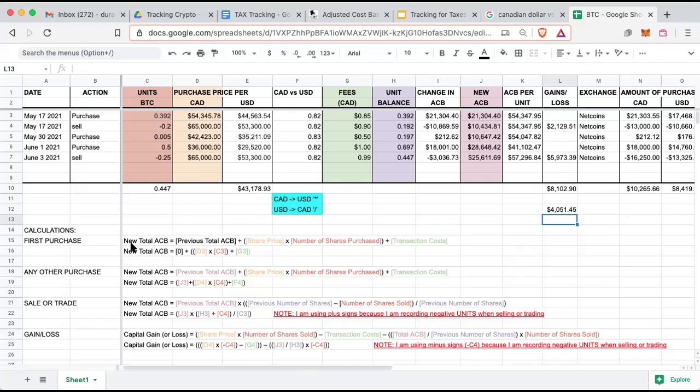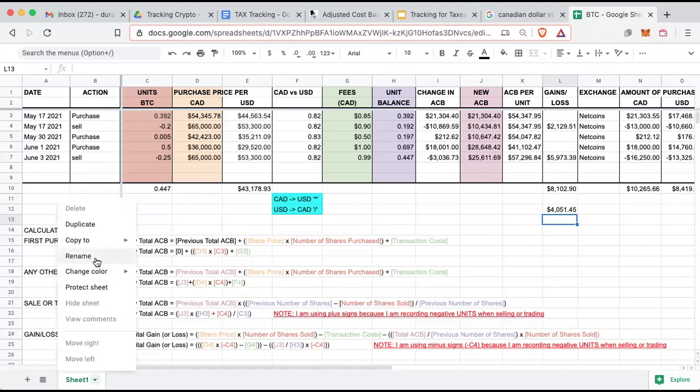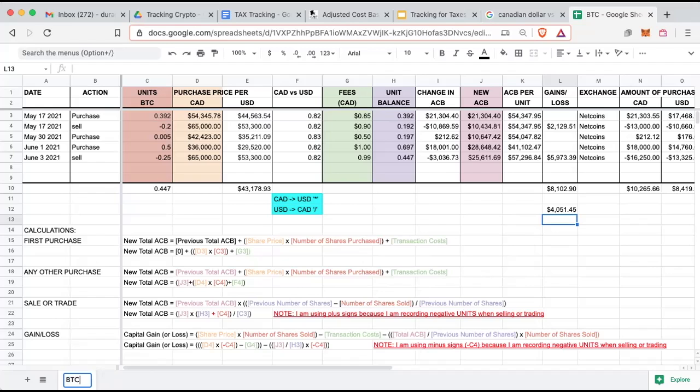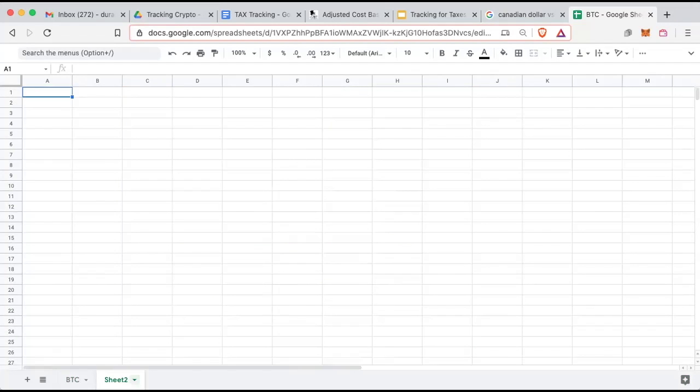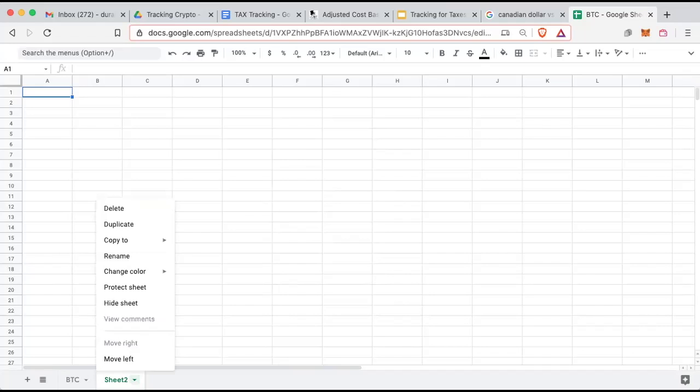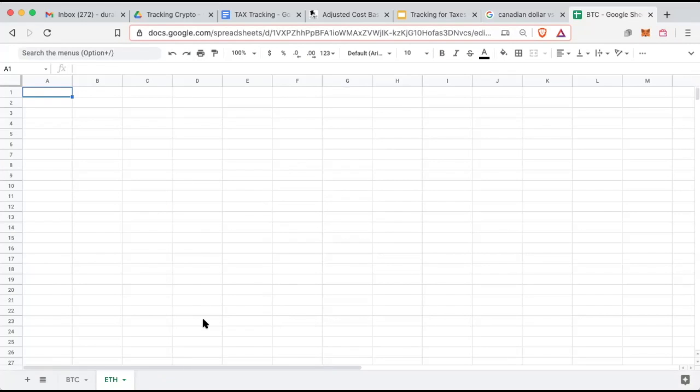The final thing I want to show you is, let's say you've done this chart and this is Bitcoin, but you have another coin. First of all, let's rename this. Let's call this Bitcoin, BTC. If you want to add another coin, we go here to the plus sign, and let's say it's Ethereum. Let's rename it. It's a blank document.